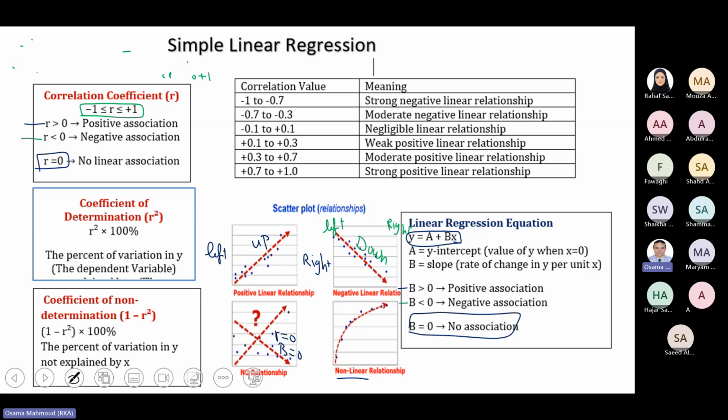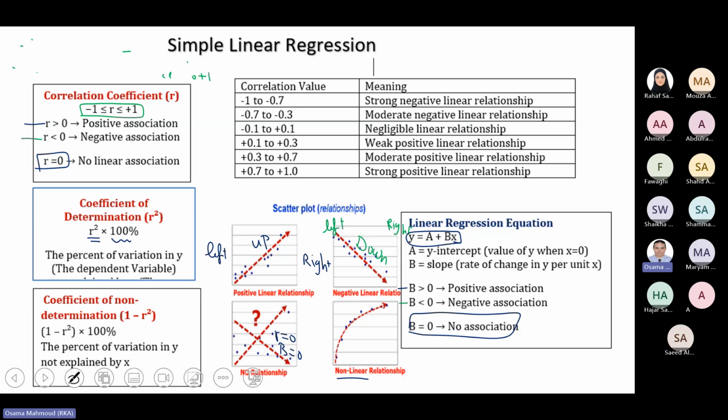Now, if you square R, the correlation coefficient, it will be a decimal, right? To change it into percentage, you have to multiply by 100. This percentage, what does it mean? It means this percentage change in the dependent variable y is explained or results from the independent variable x.